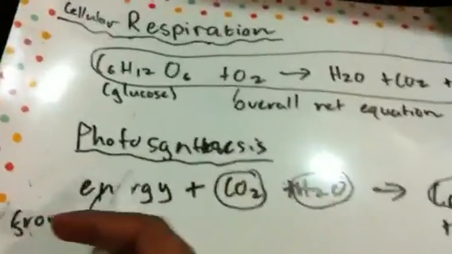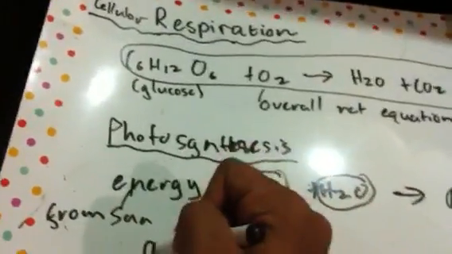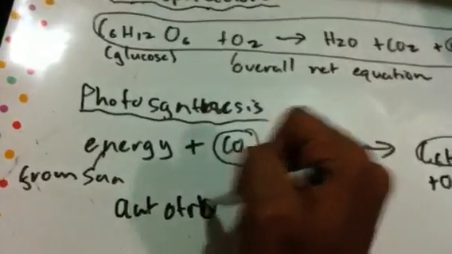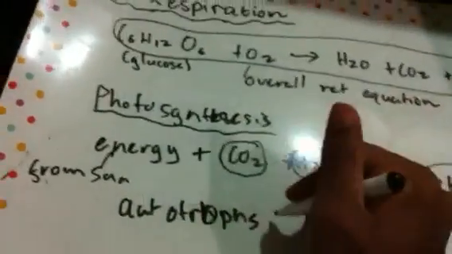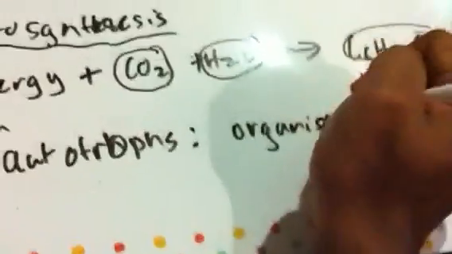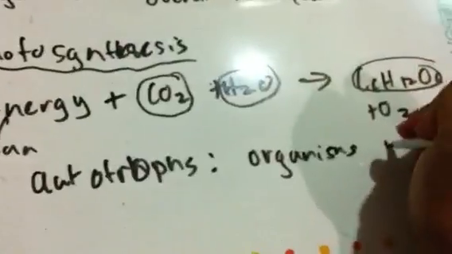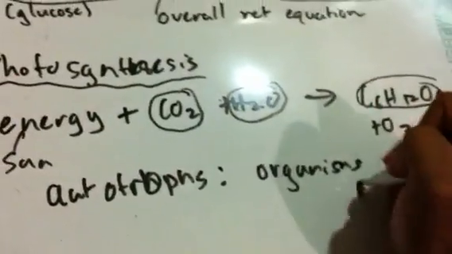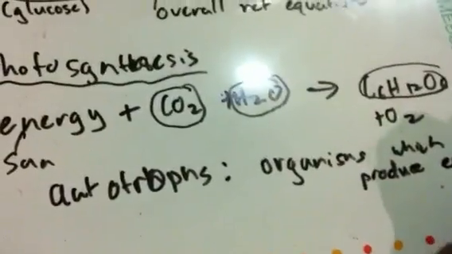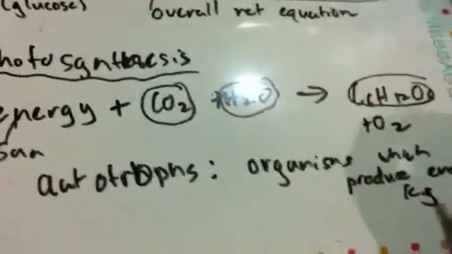Apart from that, you can see that one is required to facilitate the other. We need plants or autotrophs. Autotrophs being organisms which produce their own energy, e.g. plants.